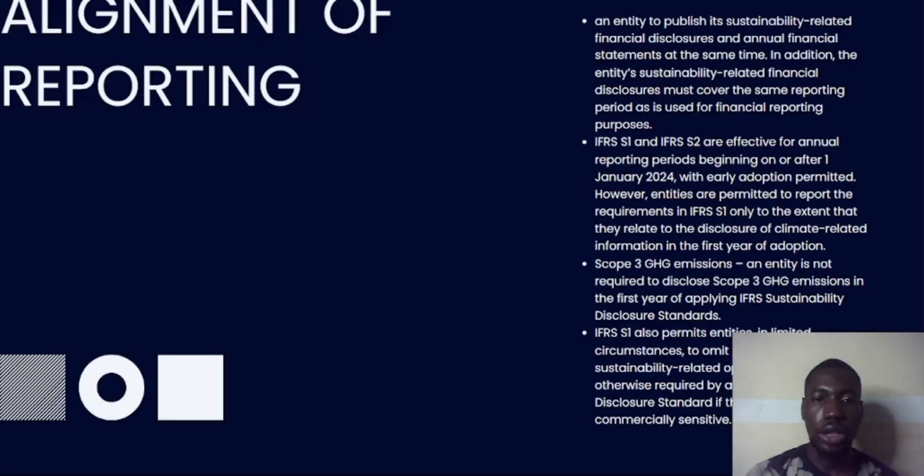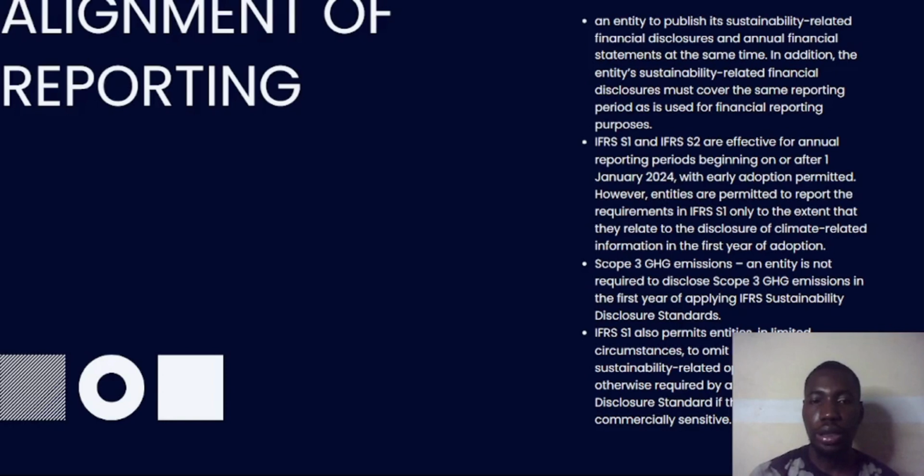So of course you need to align your reporting. We will talk about the process of preparing and presenting climate change and sustainability related impacts, risks and opportunities in annual reports aligned with ISSB standards. In order to align reporting, IFRS S1 requires an entity to publish its sustainability related financial disclosures and annual financial statements at the same time.